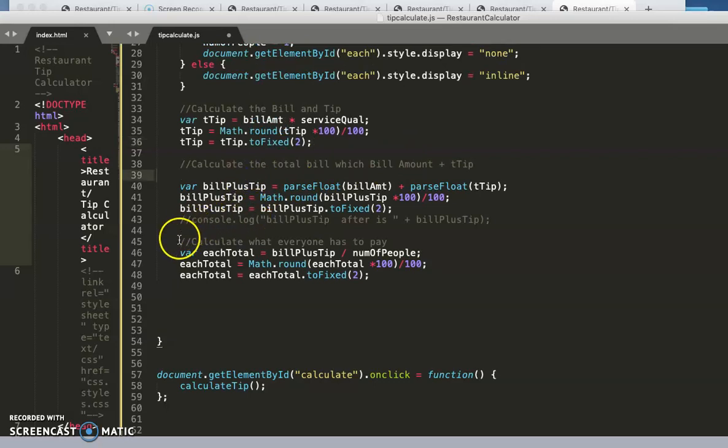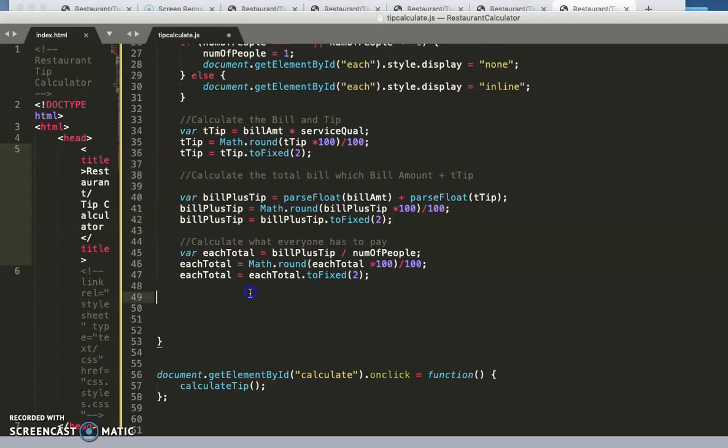I'm kind of running out of time here, so I have to keep going. Okay, so that looks good. This looks nice, right? And then what you want to do here is come in here and display the results, right? So we're going to display the tip.